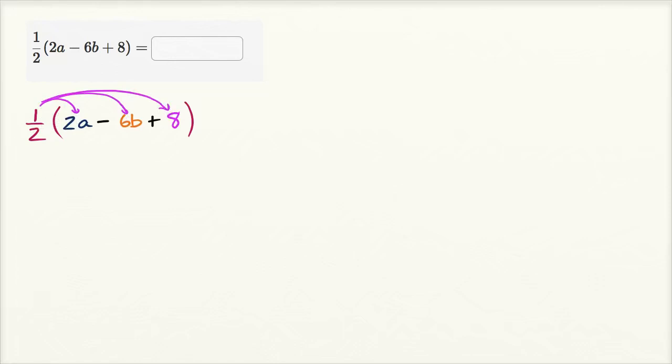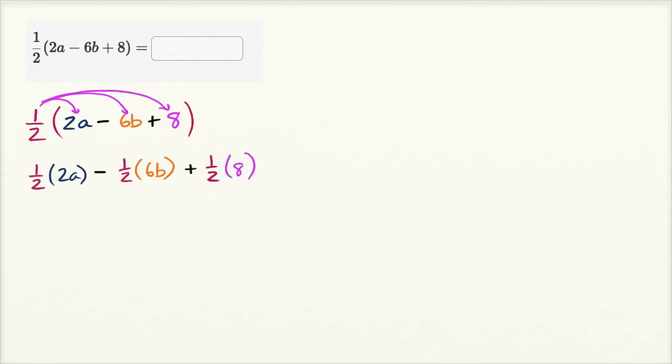So 1/2 times 2a, let me do that same color so you see where the 2a came from. 1/2 times 2a, minus 1/2 times 6b, plus 1/2 times 8. And so what's this going to be?